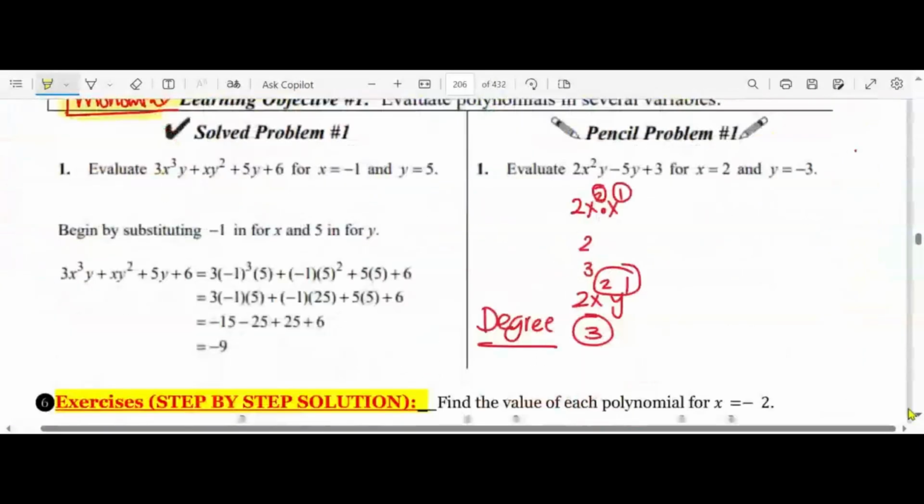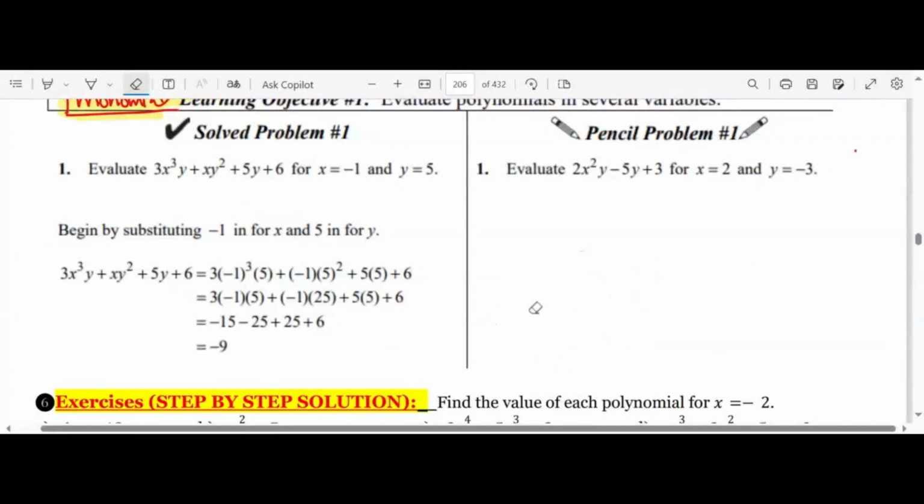Now let's move step by step here. Okay, so here, what is the degree?